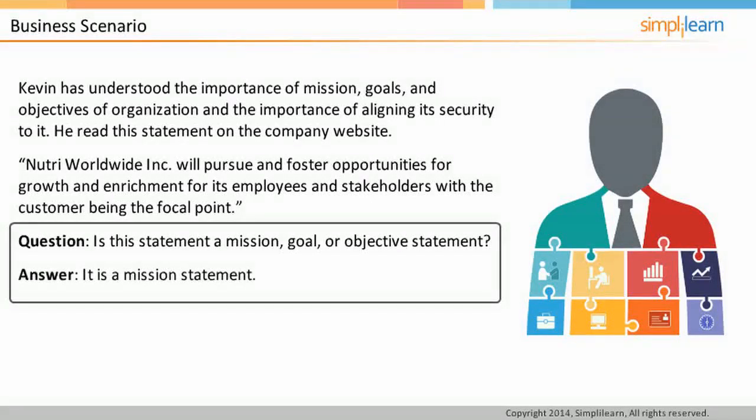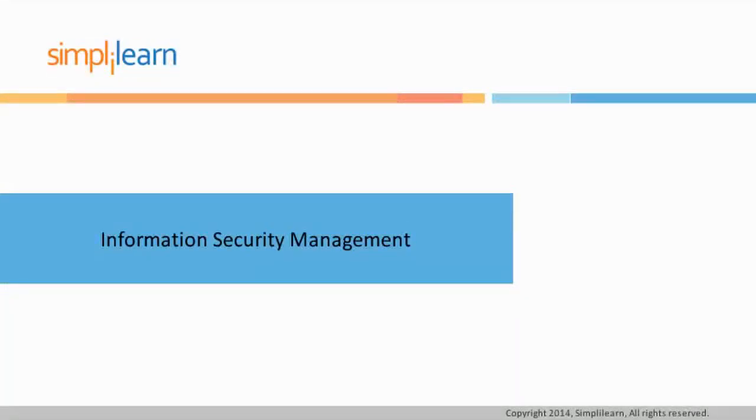This is a mission statement. A mission statement is a statement of the purpose of an organization, company, or person and its reason for existence. It guides the actions of the company, tells its overall goal, provides a path, and guides management in decision-making. Let us proceed to the next topic, information security management.